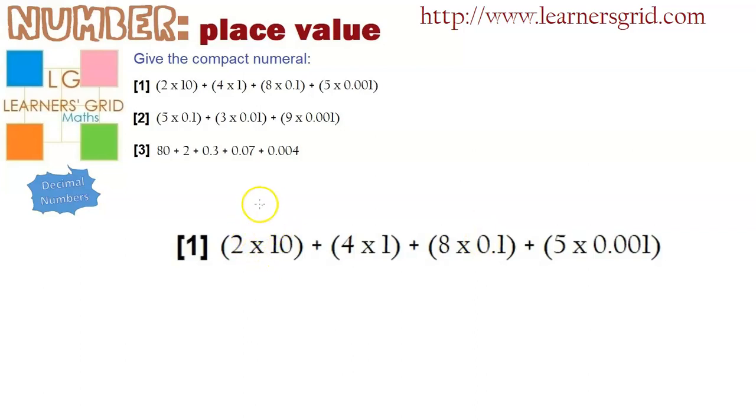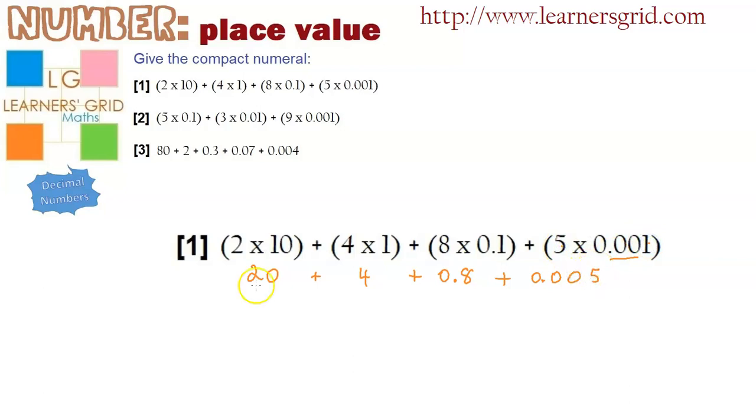So we do it like this. We've got 2 times 10 is 20. We've got 4 times 1 is 4. We've got 0 point, and then 8 times 1 is 8. And then we've got 0.00, and 5 times 1 is 5.